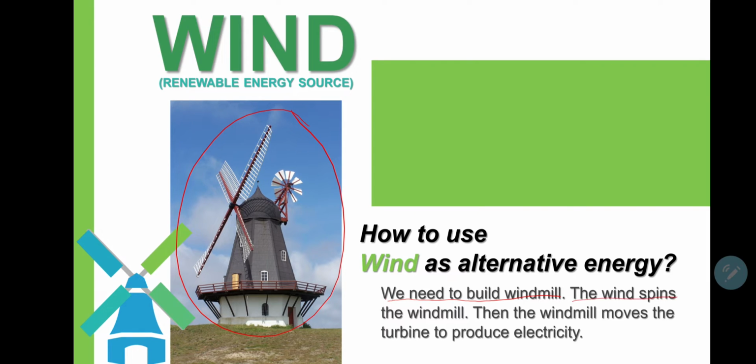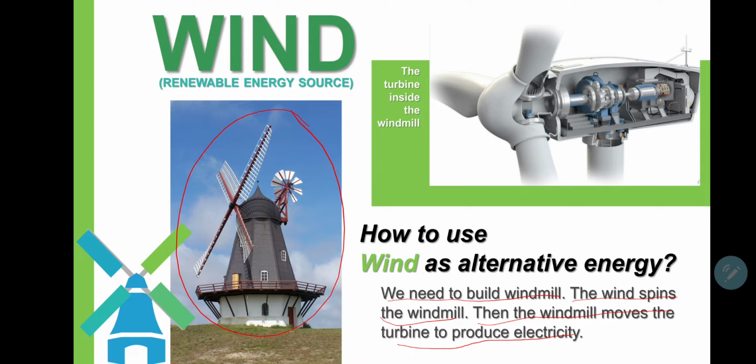The wind spins the windmill. Then the windmill moves the turbine to produce electricity. This is the picture of the turbine. Inside this windmill there is this kind of thing. This is what we call a turbine. When the wind is rotating the blades of the windmill, it will also rotate the turbine here.